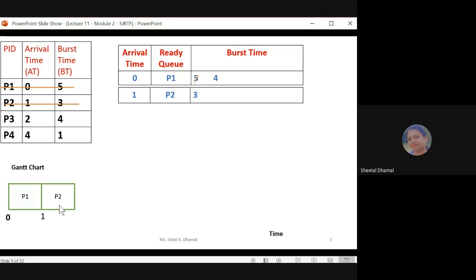Because आपको हर एक वन टाइम यूनिट के बाद चेक करना है कि इस टेबल में कोई ऐसा प्रोसेस तो नहीं है कि जो रेडी क्यू में अभी एंट्री जिसने किया है. And after that you have to check its burst time also. So what I will do here, I will assign only one time unit to process P2. So process P2 it will execute for one time unit.